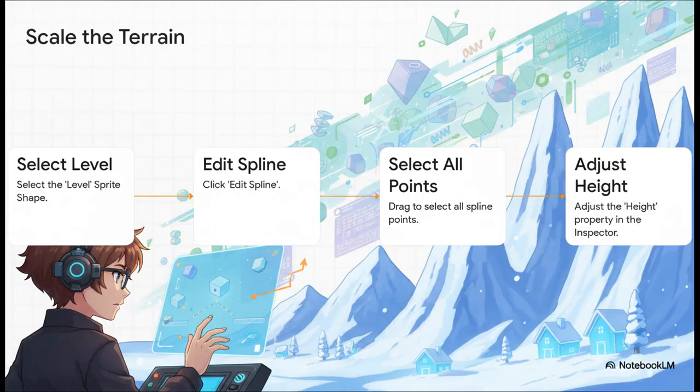So maybe I'm looking at this and thinking, the snow texture is a little too small. It's repeating a lot, it looks kind of busy. Easy fix. Select the level object again and pop into Edit Spline mode. Now just drag a big selection box around all the points on your spline, so they're all highlighted. With all of them selected, look over in the inspector, and you'll see a property called height. If you start increasing this value, watch the texture. It stretches vertically. This makes the pattern look bigger and less repetitive. It's a fantastic way to dial in the visual scale of your details without messing with the actual shape of your level.